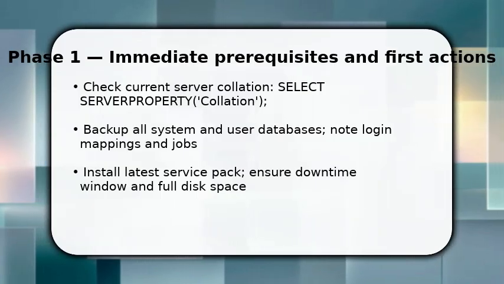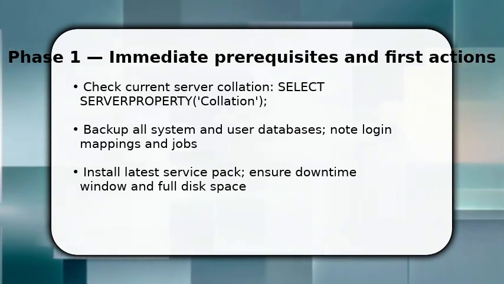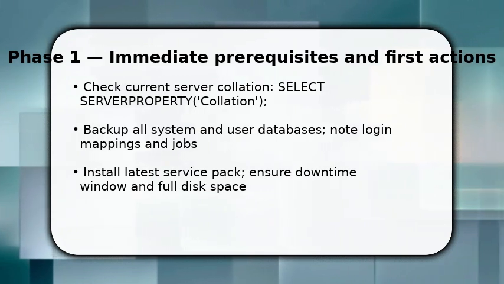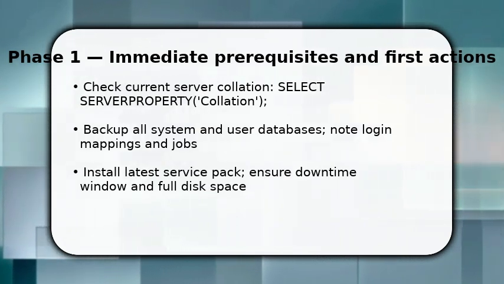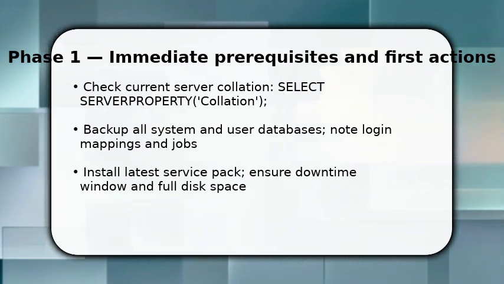You begin by confirming the current server collation so you know the target. Run SELECT SERVERPROPERTY('Collation'), then document logins, jobs, linked servers, and maintenance plans. Once done, back up master, msdb, model, and every user database.